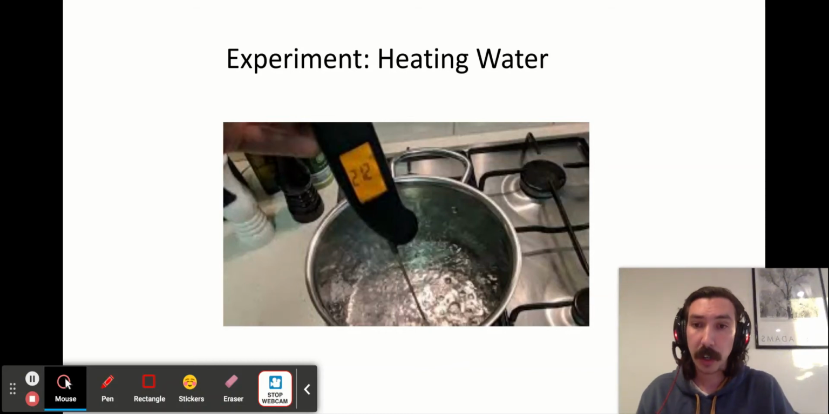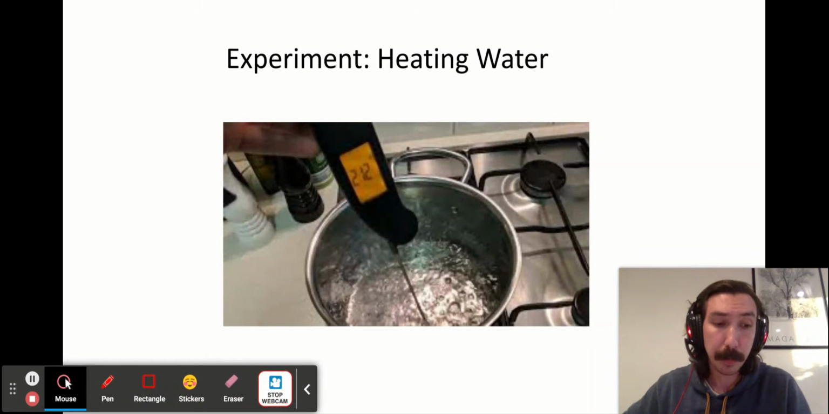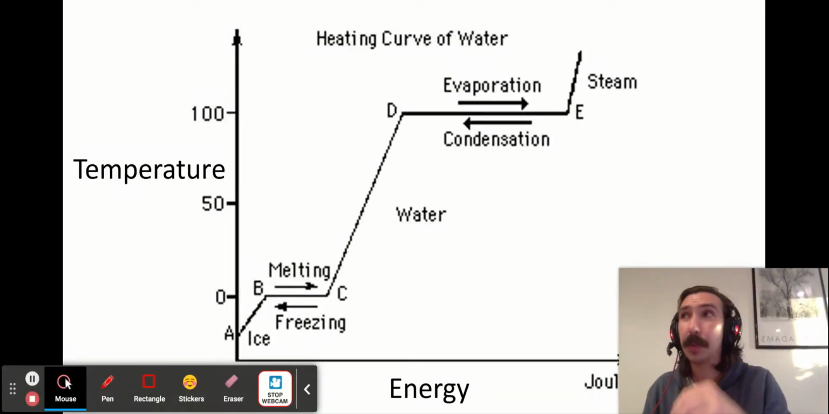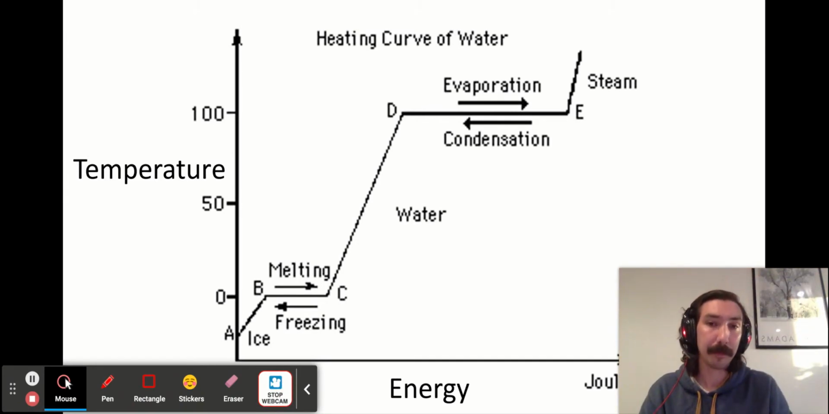If you guys were in the classroom this year, we'd be running this experiment. It's a very boring experiment in which we take ice and see what temperature it is, and then we just heat it up until it all boils away. And we take a look at what the temperature is over a period of time.